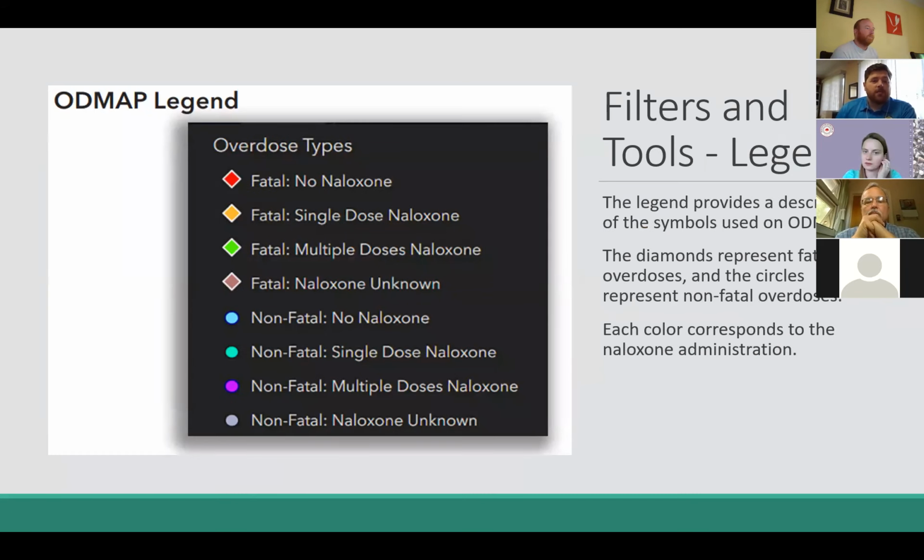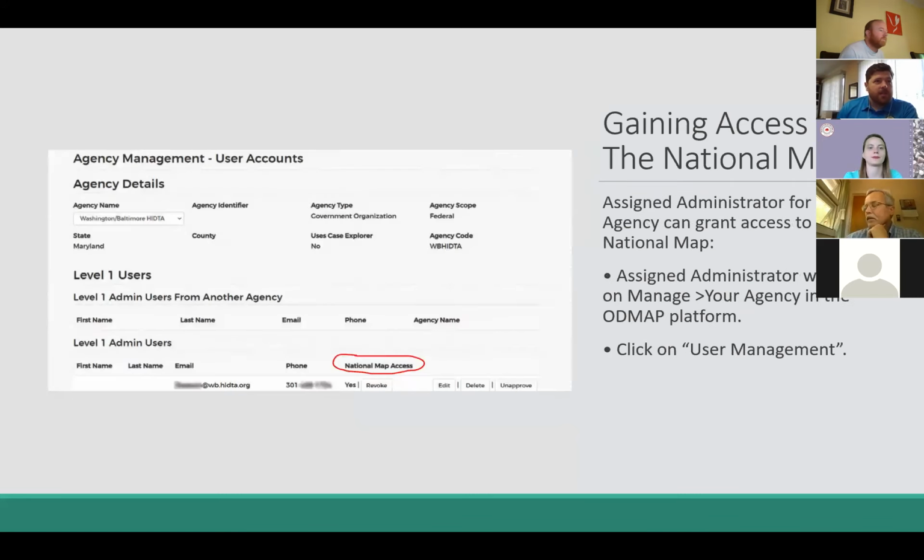And then here's the actual legend. So if we go back to the first slide, we can kind of look at the boxes are the fatalities and the circles are the non-fatal ones. So you'll have the red is the no naloxone, orange is single dose naloxone, green is multiple dose naloxone, and the kind of brownish pinkish is the unknown. Then for the non-fatal ones, blue is no naloxone, single dose naloxone is green, purple is multiple dose naloxone, and gray is unknown.